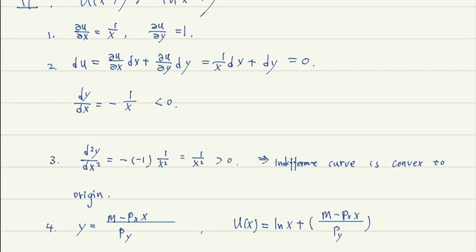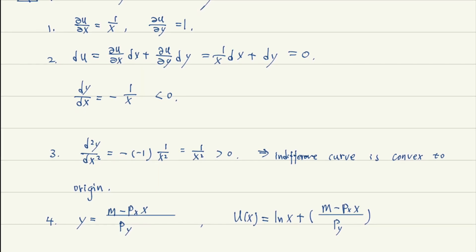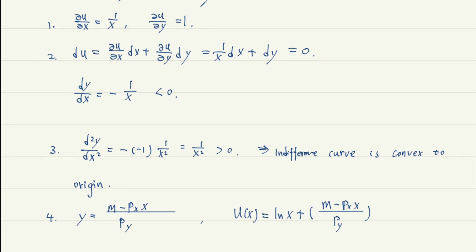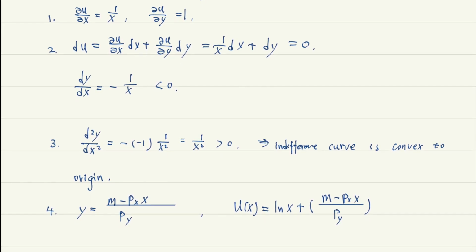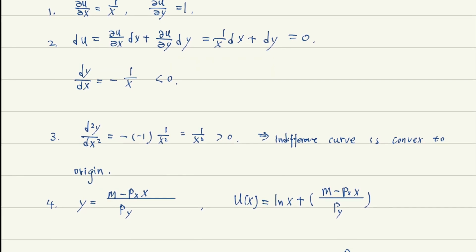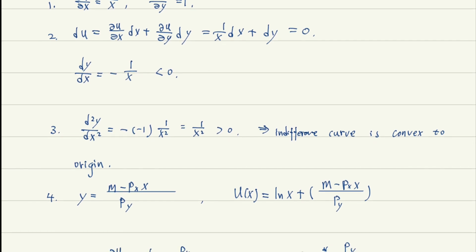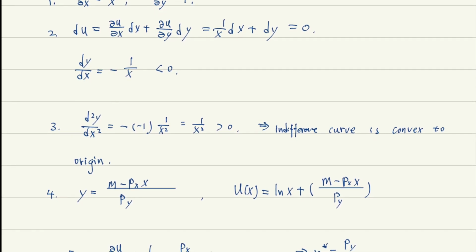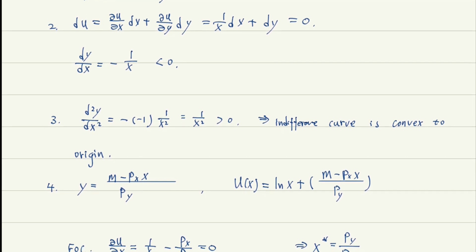The slope of the indifference curve can be obtained by using the total differential of the utility. The change of utility, delta U, is equal to 0 along the indifference curve. The second derivative tells us whether the indifference curve is convex or concave to the origin.